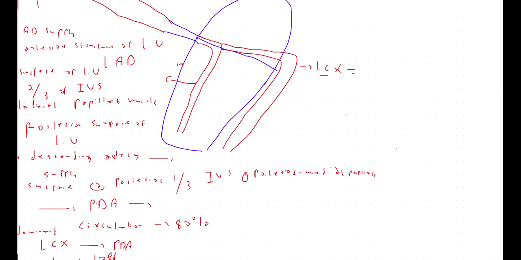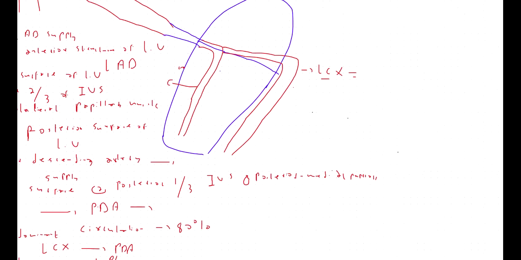Now we have another artery called the LCX, the left circumflex artery. So look at this: the LAD supplied the anterior surface of the left ventricle, and the PDA the posterior surface of the left ventricle. Now two surfaces remain, the lateral surface and the inferior surface. The artery which supplies the lateral surface of the left ventricle is the LCX. Simple. So the lateral surface of the left ventricle is supplied by your left circumflex artery.